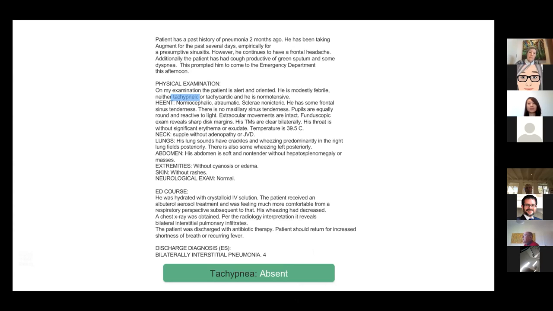Mm-hmm. So it doesn't say the actual rate, but how would a lot of people, even without medical knowledge, know that the answer for this is absent? Because it says that there's a negation word there, neither. Yeah. Okay, so if we're going to build an NLP system, we need to consider negation. And in this case, the negation word is neither. That's a strange word to think of if you were going to create a list of negations, but you need to have that one in there.